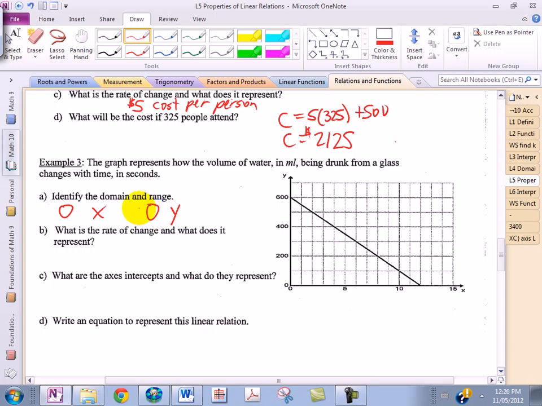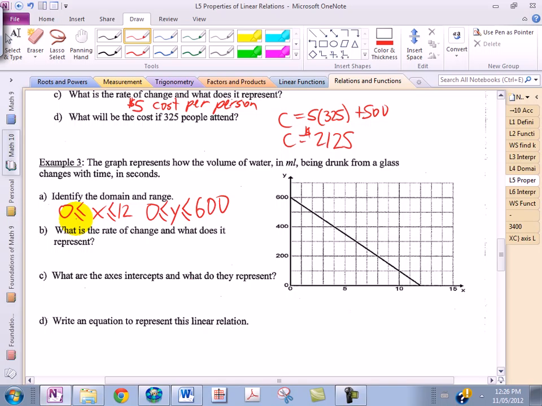What's the high value for the X? Looks like 12. And the high value for the Y? 600. So Y has to be less than or equal to 600, greater than or equal to 0. X has to be less than or equal to 12, greater than or equal to 0.